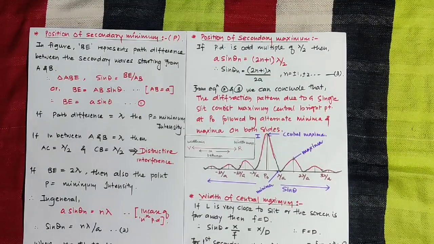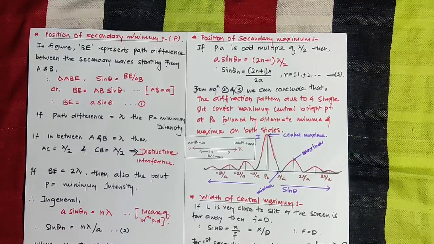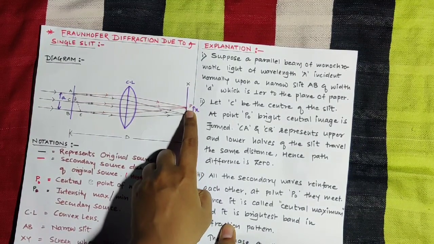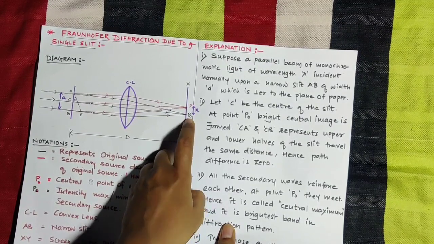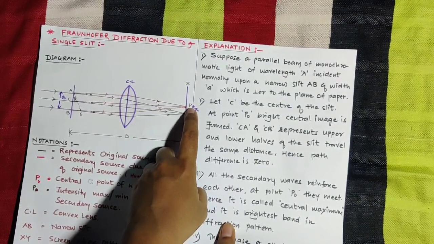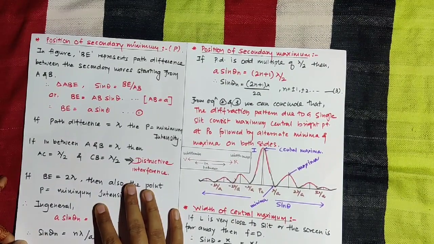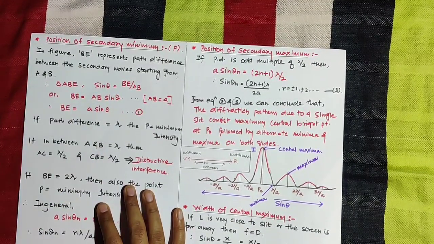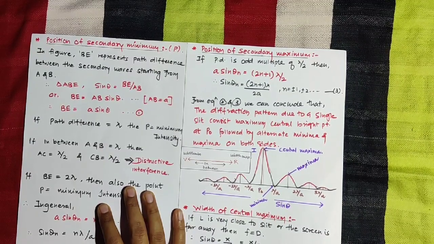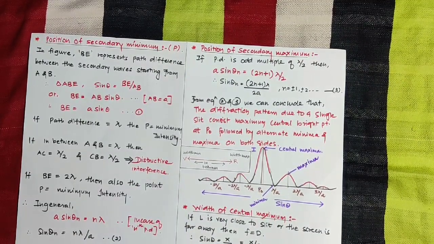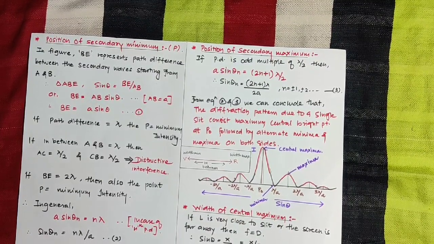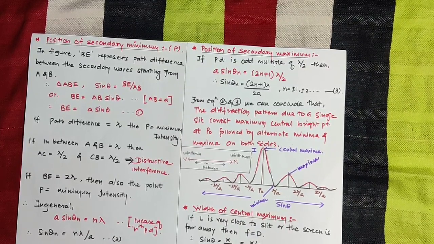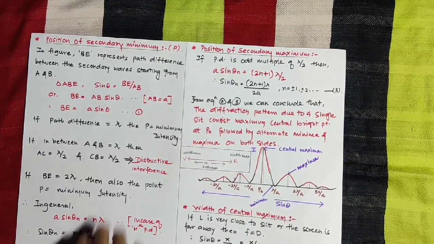Okay, so the next point is, first we have to find the position of the secondary minimum. That means the position of the point P. This is called the position of the secondary minimum. This is called the central bright band. In the figure, BE represents the path difference between the secondary waves starting from A and B. Why? Because the secondary waves travel in a direction inclined at an angle theta to the direction of CP0. Because of that, BE is produced.